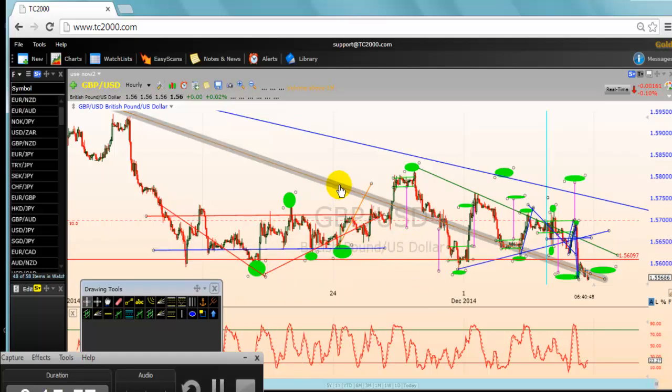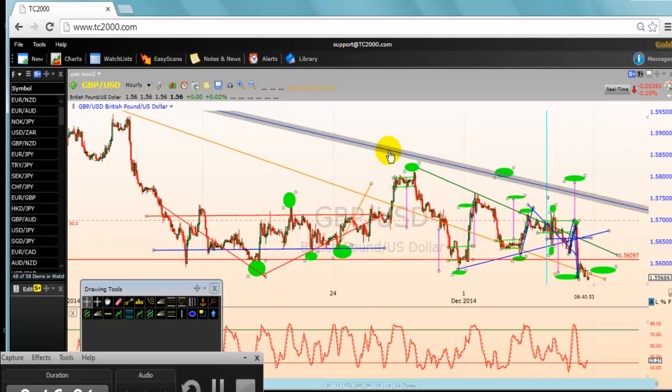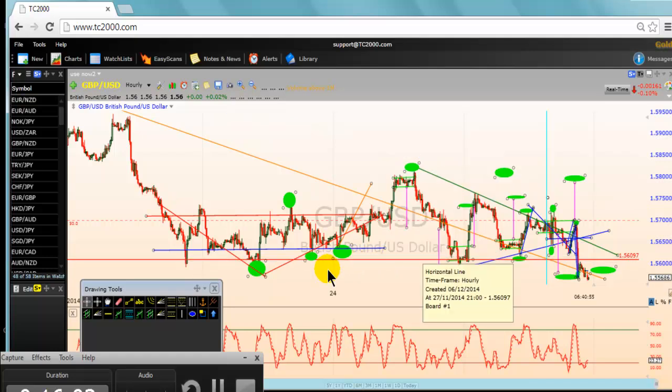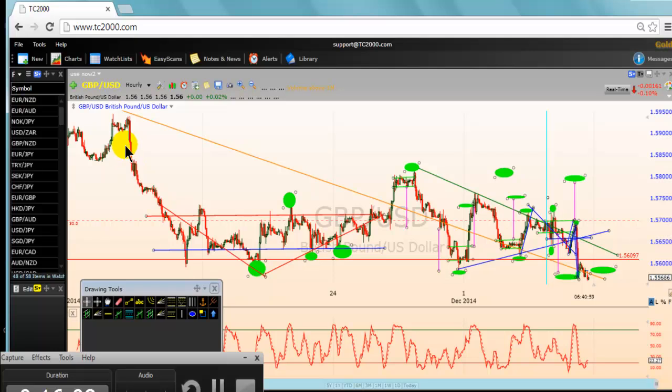Okay, so I'm going to remove this. I'll leave my orange line because I will need it later. All right, I'm going to remove this one also. That's it. So you see the price went down and formed a kind of round bottom here.